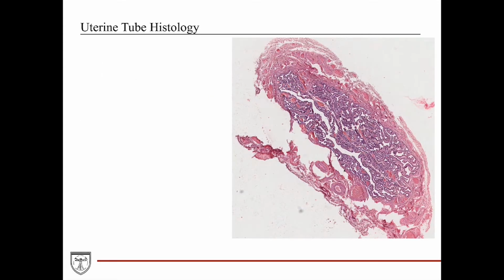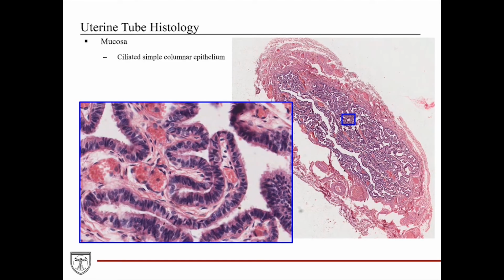Looking at the individual portions of the uterus histologically, the uterine tube has the mucosa that lines the lumen with a ciliated, simple columnar epithelium forming the lining epithelium and a really thin layer of loose connective tissue comprising the lamina propria. So we can see this higher magnification image of the simple columnar ciliated epithelium with lovely cilia shown here, and underneath this loose connective tissue with vasculature forming the lamina propria.